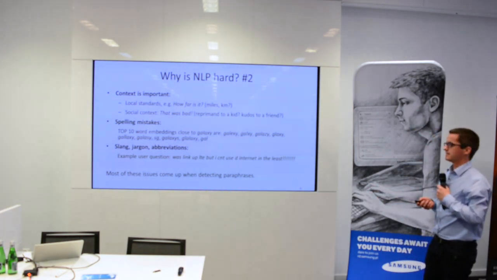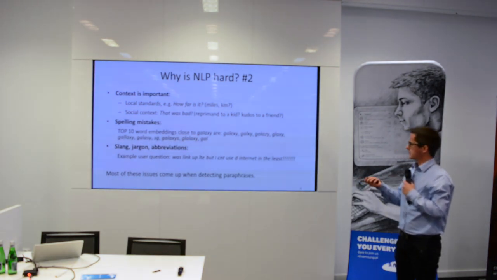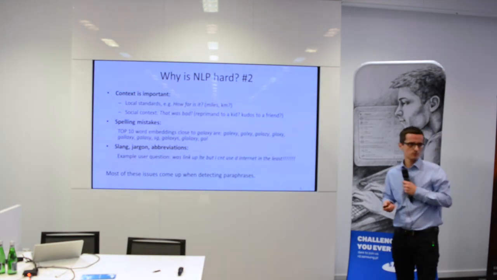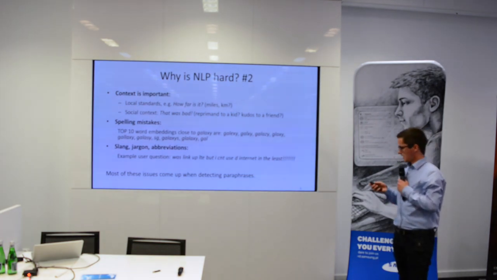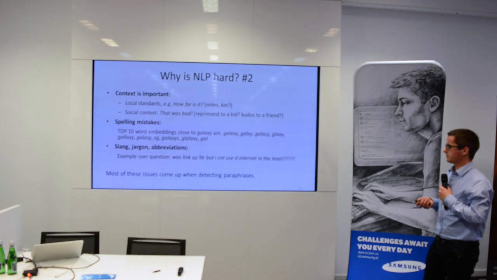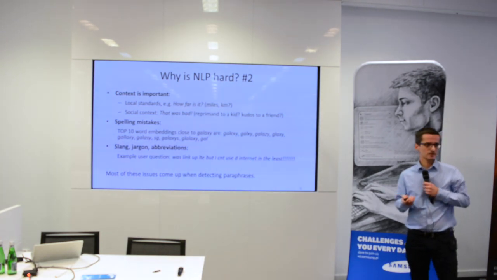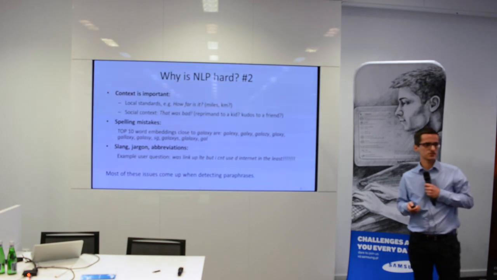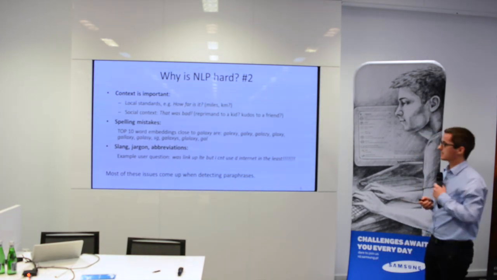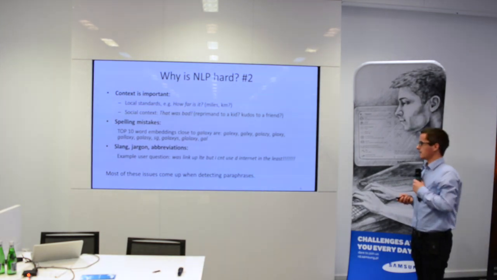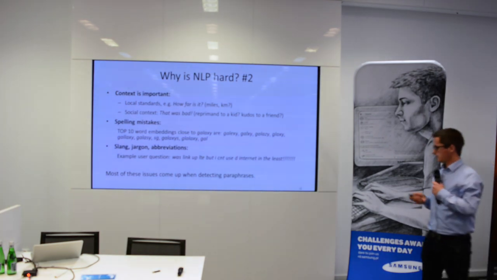There are spelling mistakes in the text. Here you have some spelling mistakes for the word galaxy, and these spelling mistakes actually come from word embeddings. We will speak more about these later on. You have to deal with slang, with jargon, and with abbreviations. Here is the actual question that we got from the user. So our customers expect that we will be able to answer such questions. As you can see, the task is not that easy. Most of these issues, and these aren't all of the issues, come up somehow in detecting paraphrases.